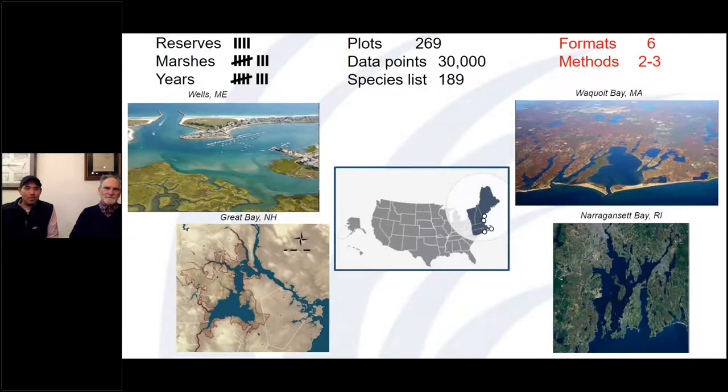So our project focused on four reserves, eight marshes across 8 years from 2010 to 2017, and a heck of a lot of data and species. Like Kim, we have a lot of data formats. We have four reserves, and we actually have six different formats. One reserve surprised us with three different formats. We also have different methods for parameters. Depending on what we're collecting, we have multiple ways of collecting it. And with that, I'll advance to the next slide.